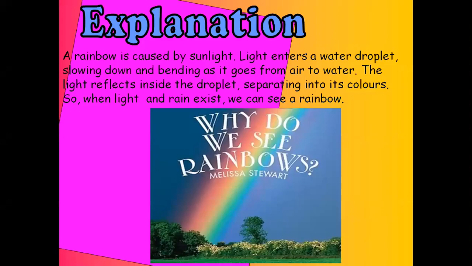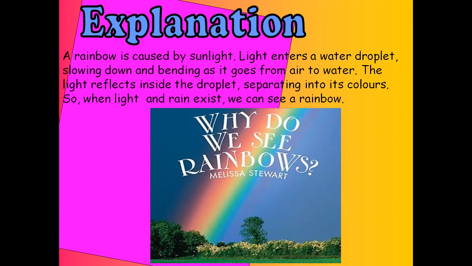So simply, the rainbow is caused by the sunlight. When the light enters a water droplet, the light slows down and it bends inside the water droplet. Then it reflects inside the droplet itself and it separates into the colors of the rainbow. So whenever you can see the sun rays and the rain, you can see the rainbow.